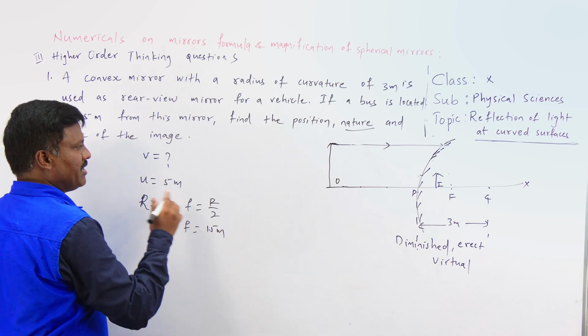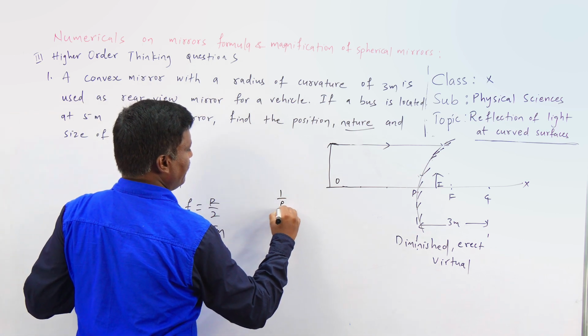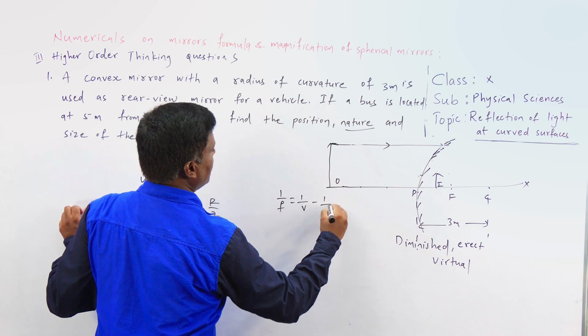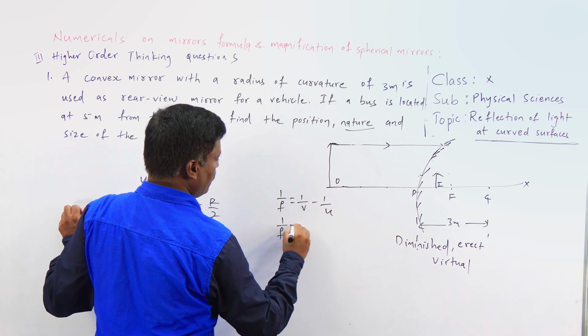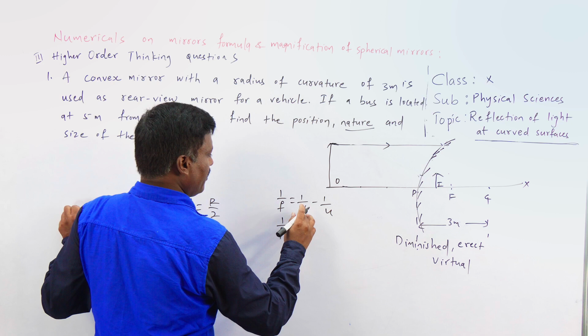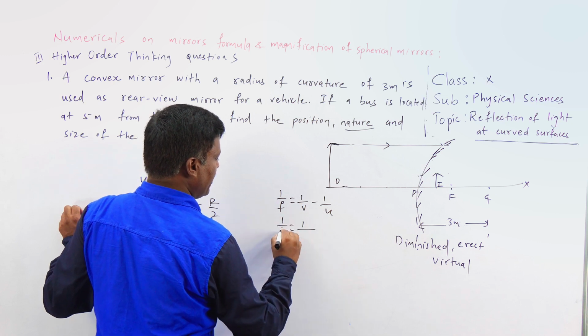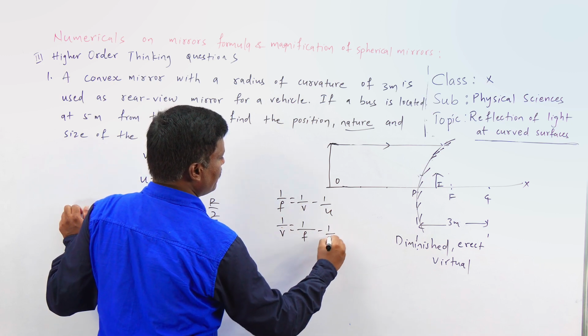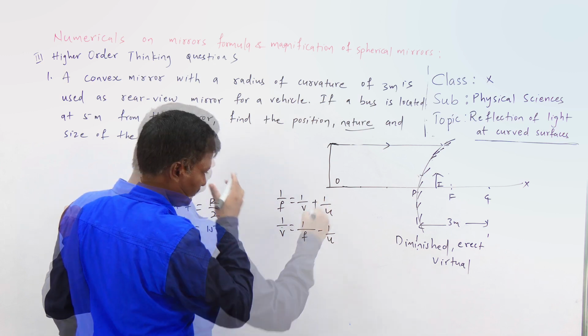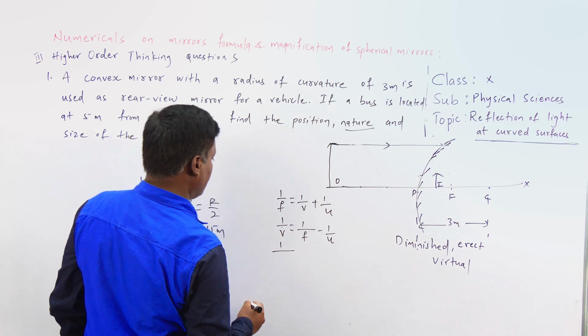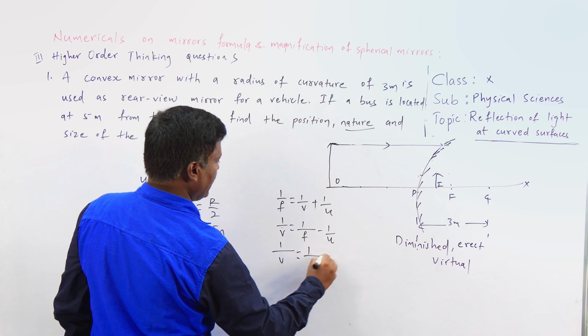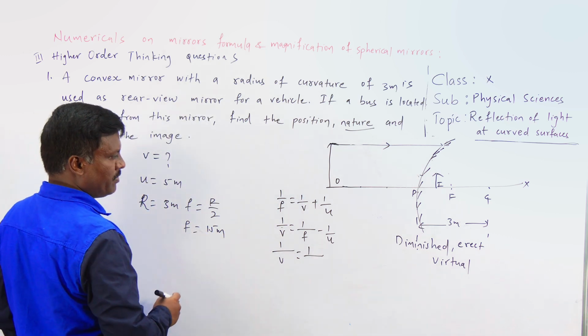Now we have to calculate the image distance. 1 by f is equal to 1 by v minus 1 by u. 1 by v should be calculated, so 1 by v is equal to 1 by f minus 1 by u. This is the formula. So 1 by v is equal to 1 by the f value, which is 1.5.